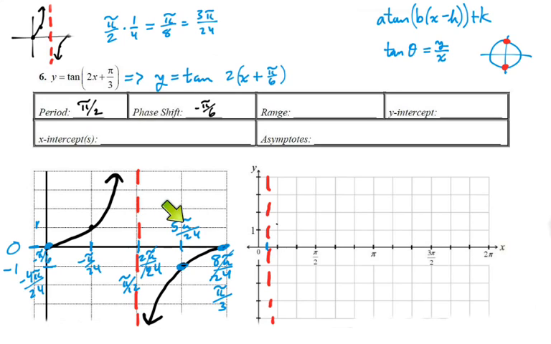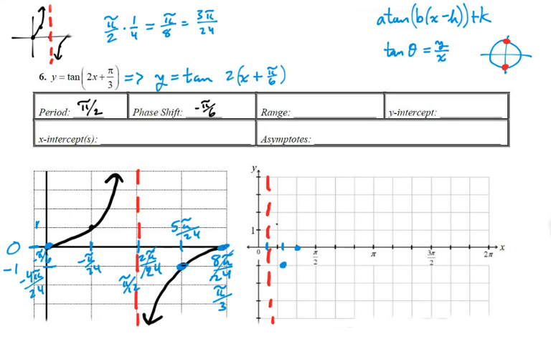5 pi over 24 would be a hard point to find. But the next point, which is at pi over 3, is not hard to find. So I'm going to go ahead and graph that. That would be right here. And that means right in the middle of these two is where we're going to find 5 pi over 24. So we're just going to put a line right in the middle of those two, and I'm going to go down to negative 1 and graph my point.